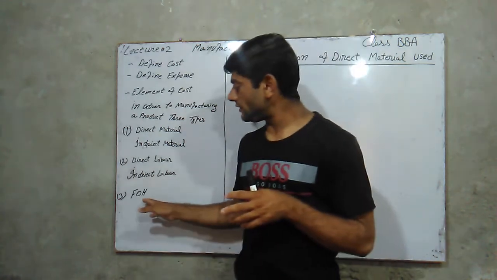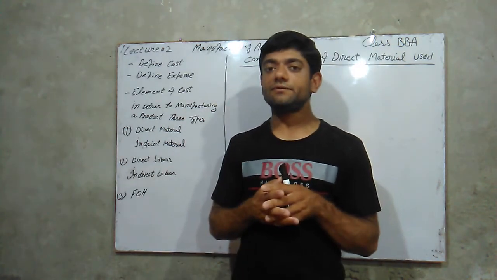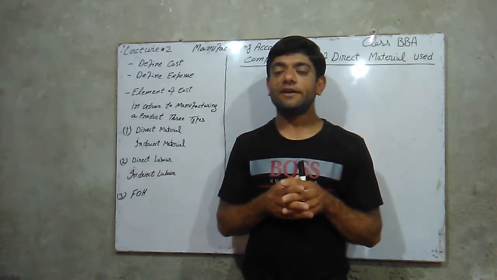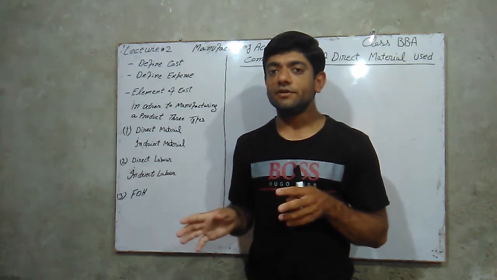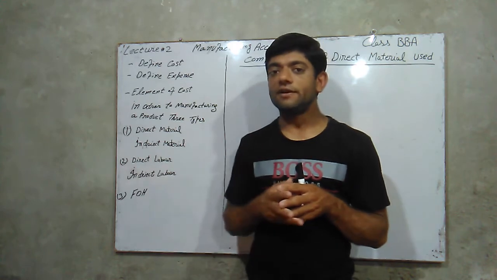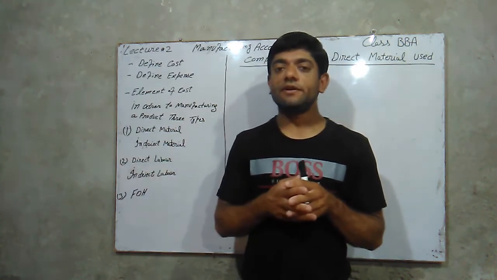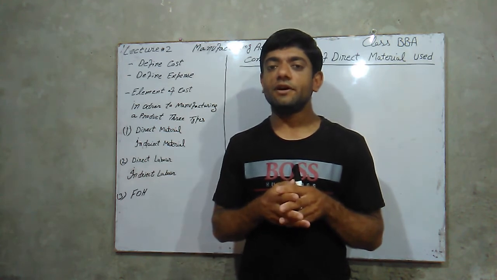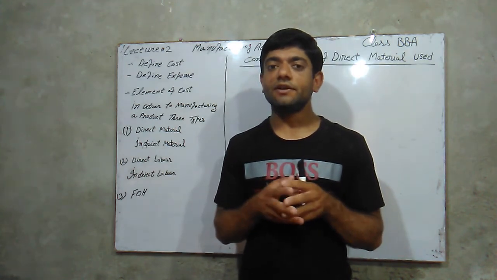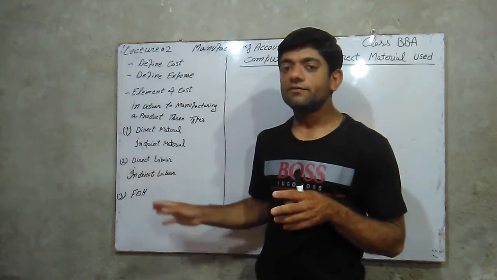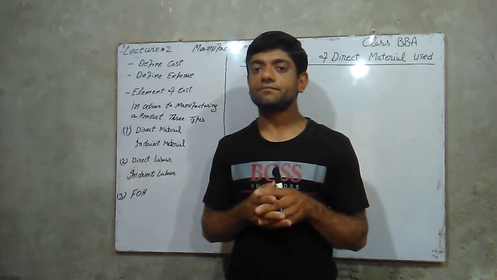So the third one is factory overhead. All expenses other than direct material and direct labor are included in factory overhead, like indirect material, indirect labor, depreciation, salary of supervisor, heat and lighting, and other expenses including factory overhead.